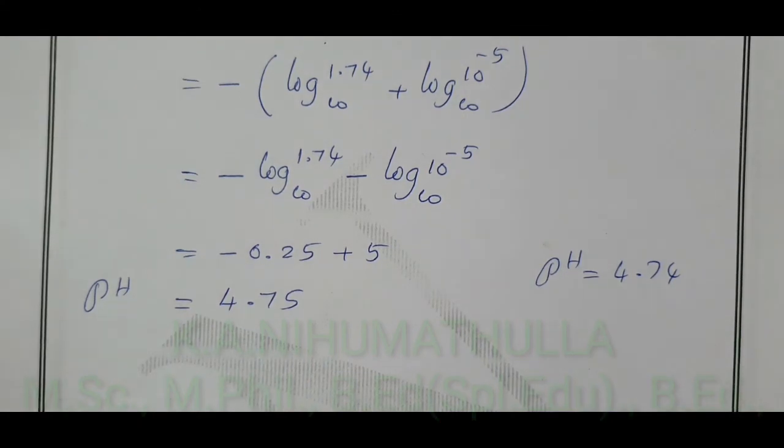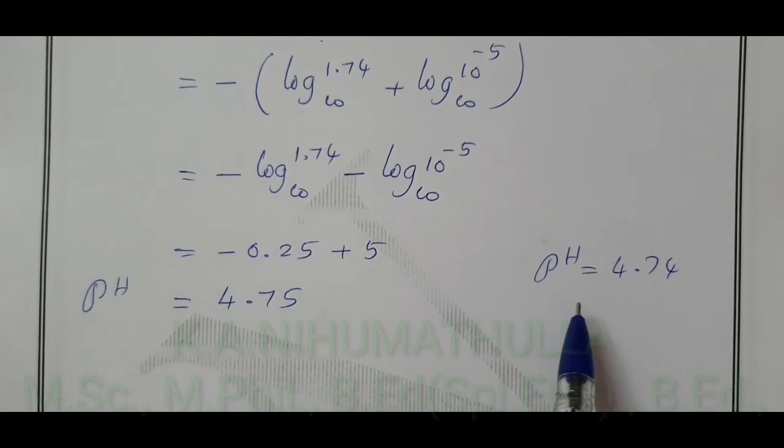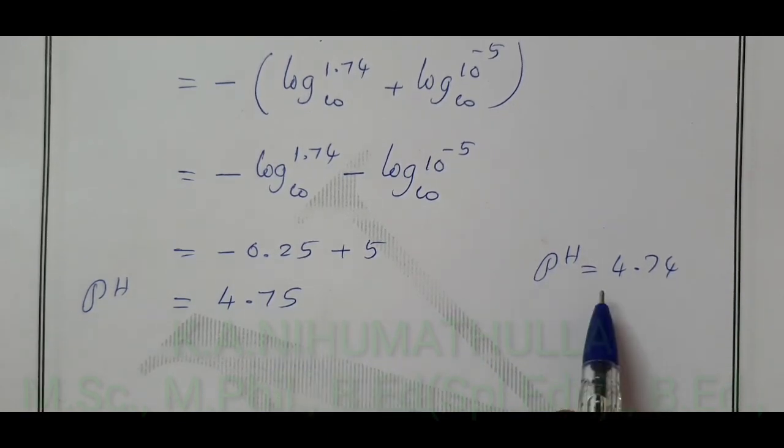After adding sodium hydroxide, the pH of the buffer solution is 4.75. Approximately these two values are equal. Therefore, pH remains constant even after the addition of a small amount of sodium hydroxide.